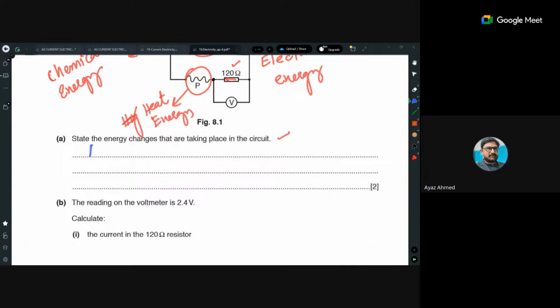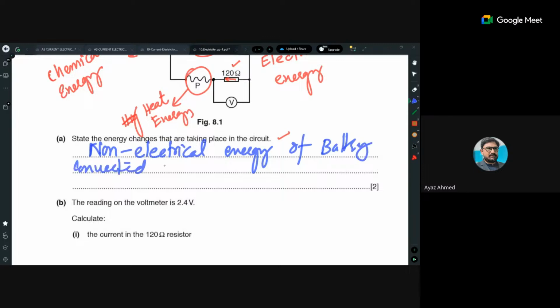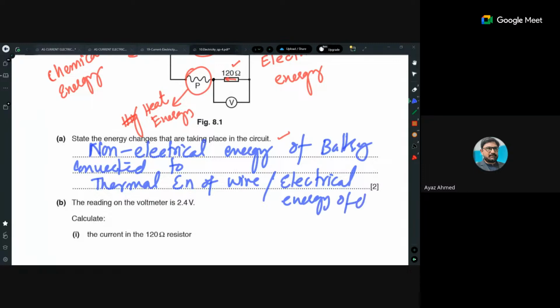Okay, so you will write: non-electrical energy of battery. One mark for this one. Converted to what? Converted to thermal energy of wire plus the electrical energy of charges. That's it.